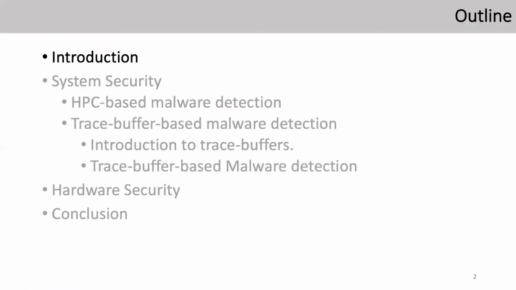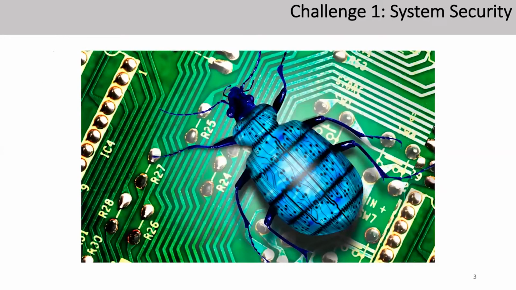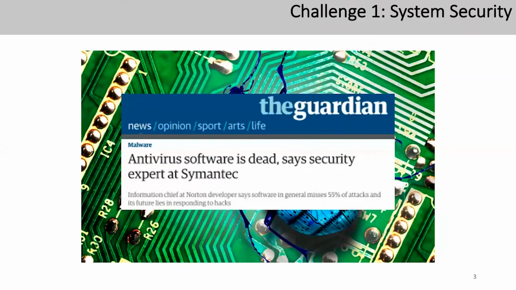So, this is the outline of our talk. First, let's talk about system security. So system security, we have used antivirus software at some point of our time, or we still use these days, right? I use a Mac computer, so probably I don't use, but if you're using a Windows computer, you might have been using Norton or McAfee antivirus software. The problem is antivirus software is dead, as a security expert at Symantec says.